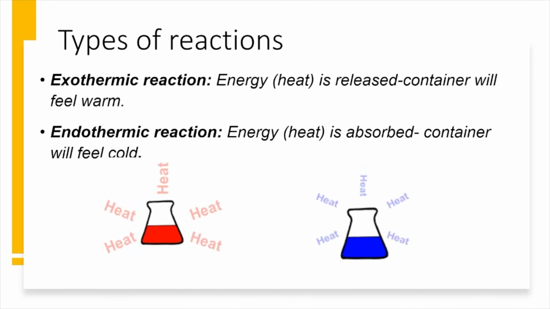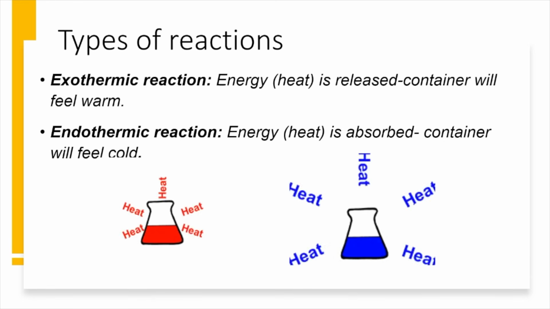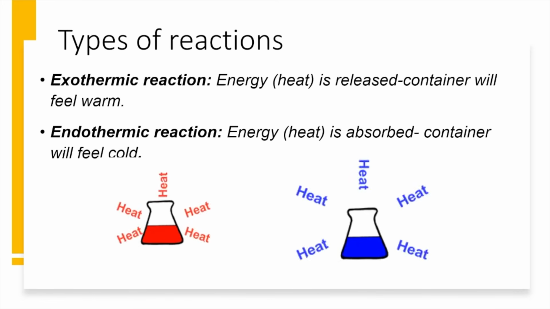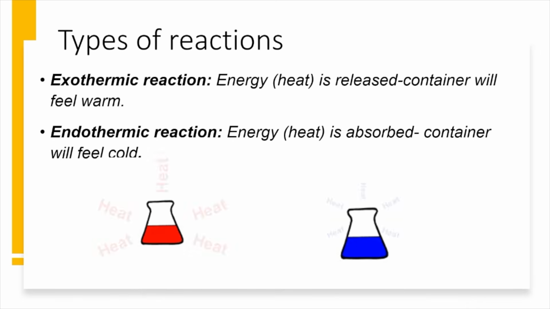The last section of this chapter is to define the different types of reactions that could occur. Firstly, we have an exothermic reaction, which means energy or heat is released and the container would feel warm. An endothermic reaction is the opposite of an exothermic, which means the energy or heat is absorbed and the container will feel cold. If we go back to our two examples of carbon and sulfur, they are both exothermic reactions as heat is released due to the flame that is released and can be seen.